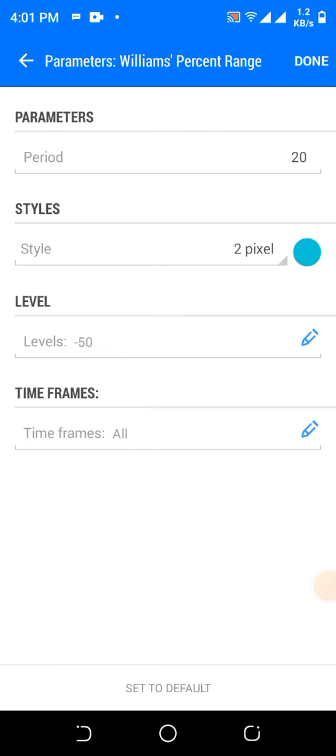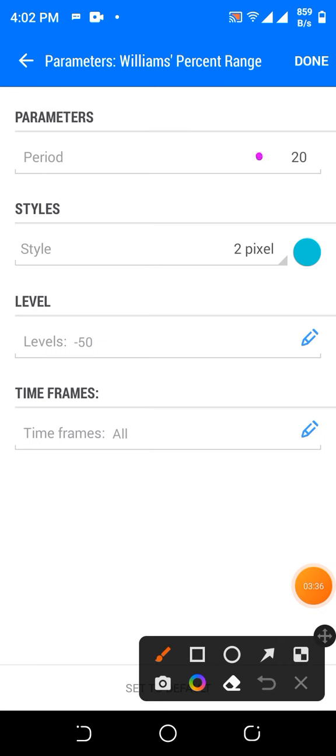So you click on this. So here are the settings. Do you understand? So the period is 20. Do you understand? The period is 20. Then here is the style.